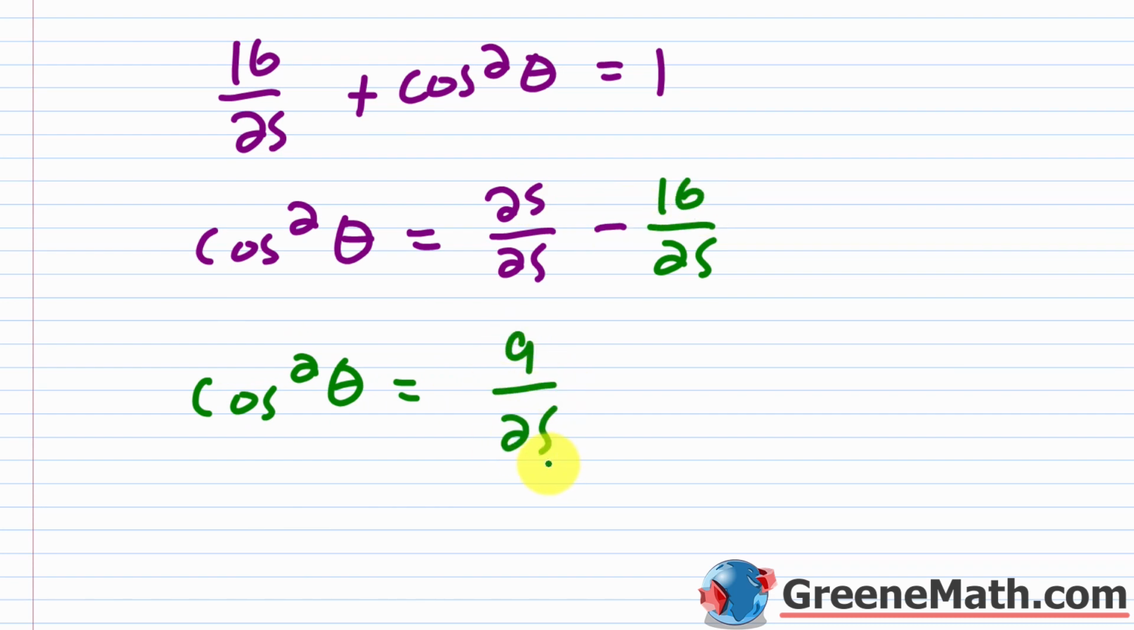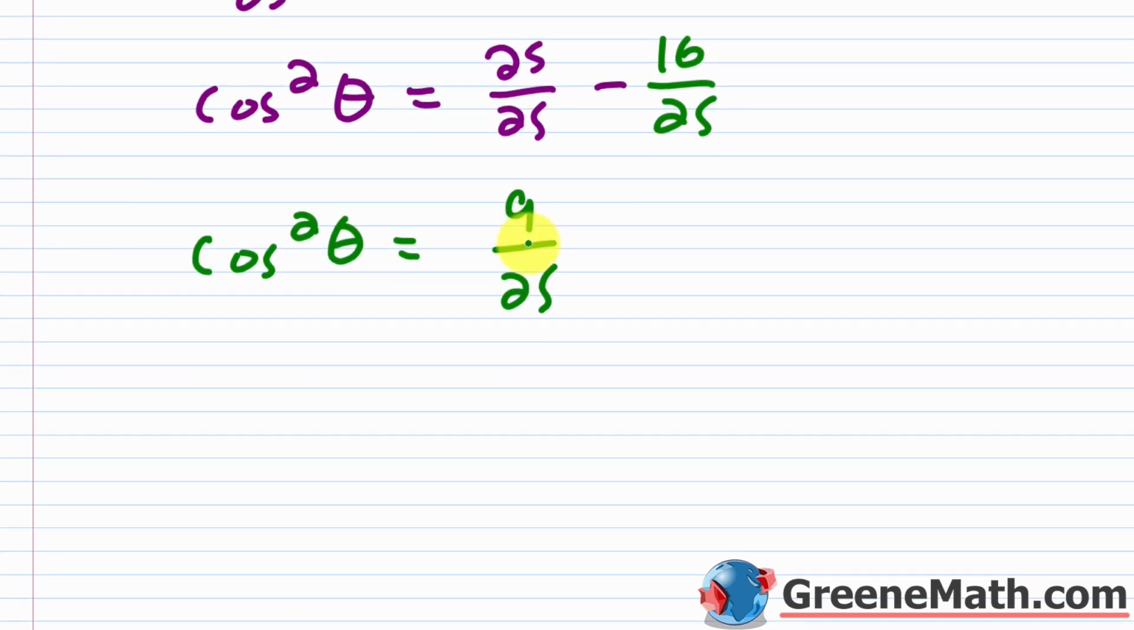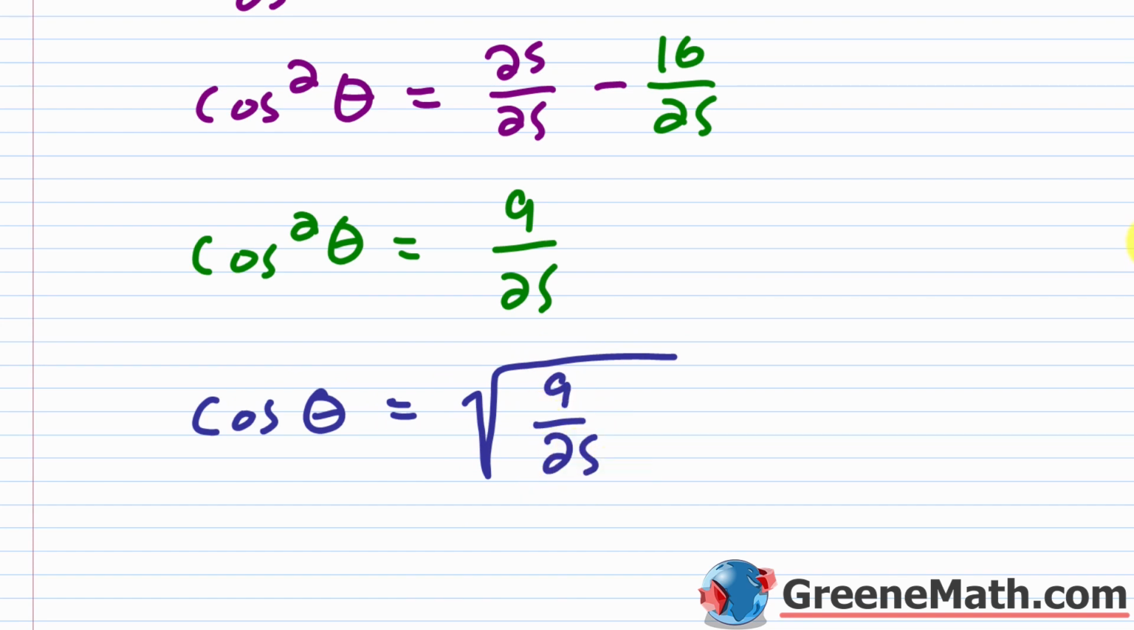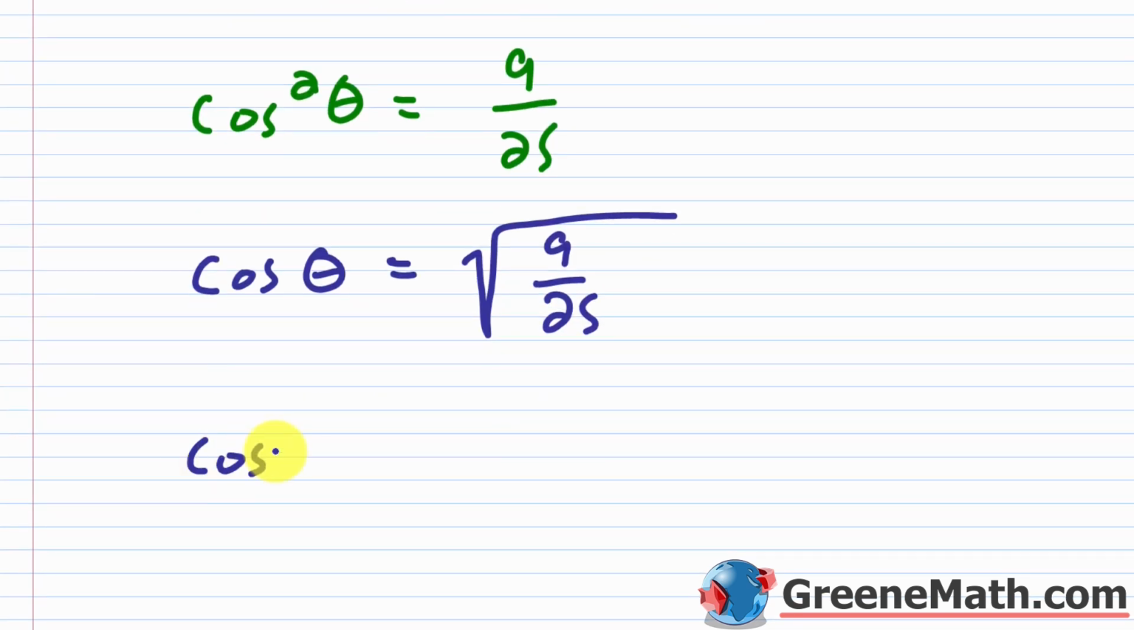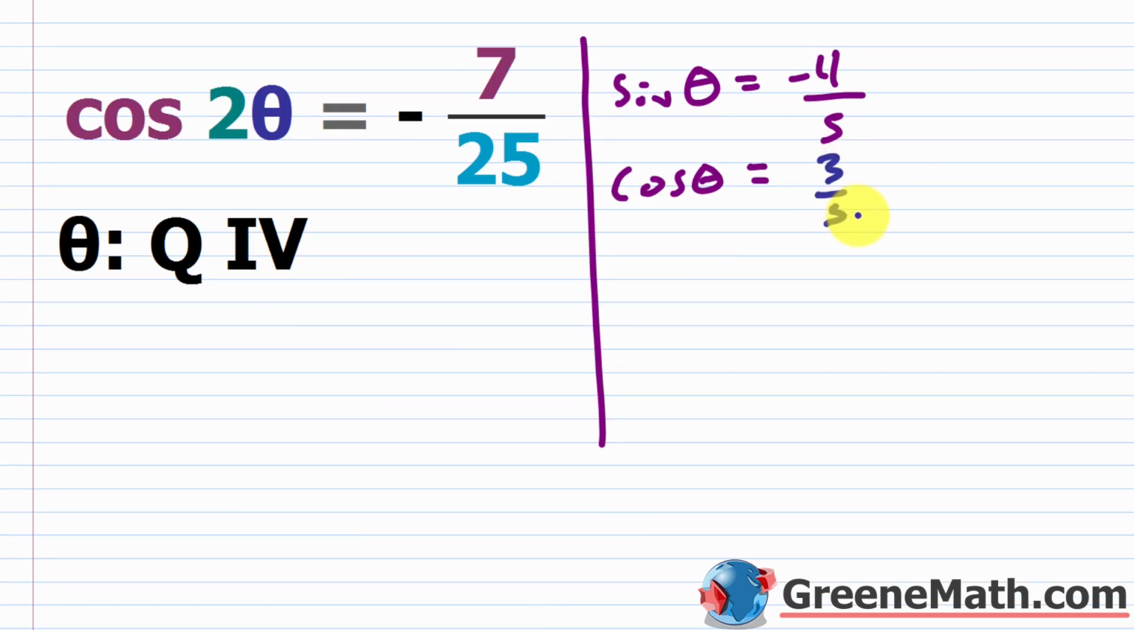Okay, so we're in quadrant 4. Cosine is going to be positive in quadrant 4, okay? So what I want to do is take the principal square root of this right-hand side. So I'm going to say the cosine of theta is equal to the principal square root of 9 over 25. So now let's finish this up and say the cosine of theta is equal to, square root of 9 is 3, square root of 25 is 5. So this is 3/5. So let's come back up, and this will be 3/5, okay?